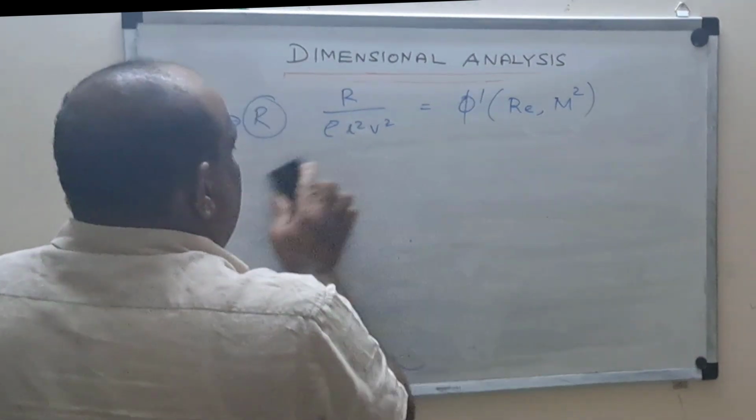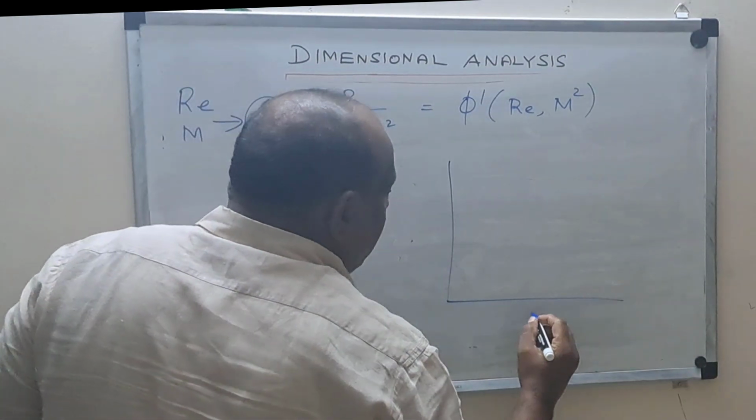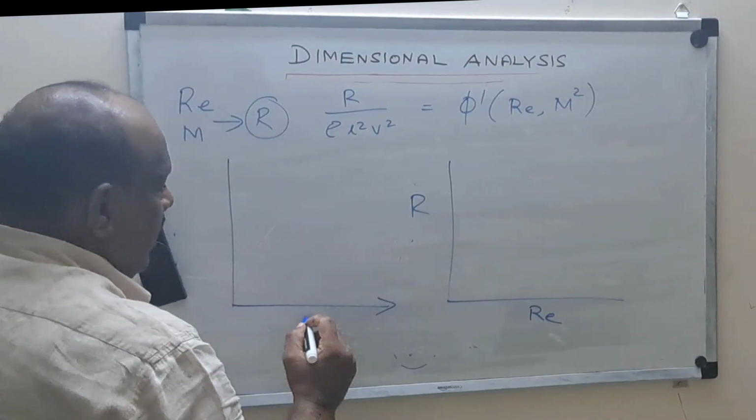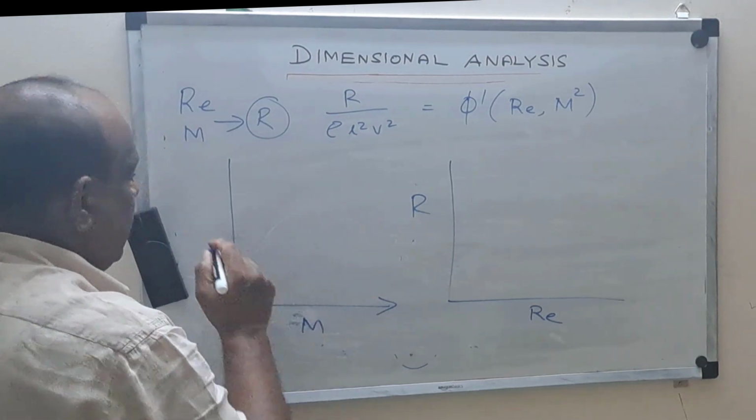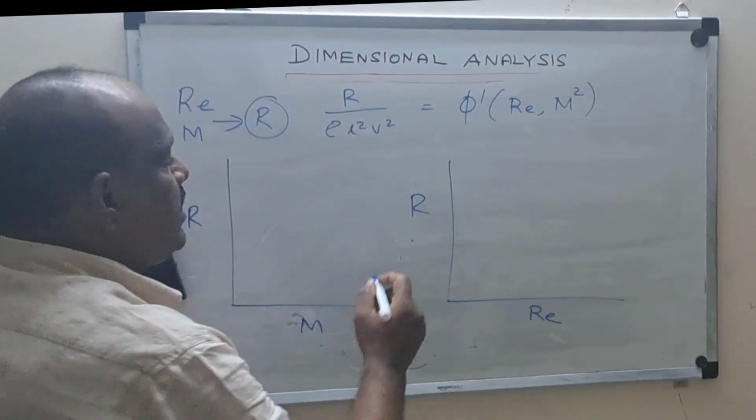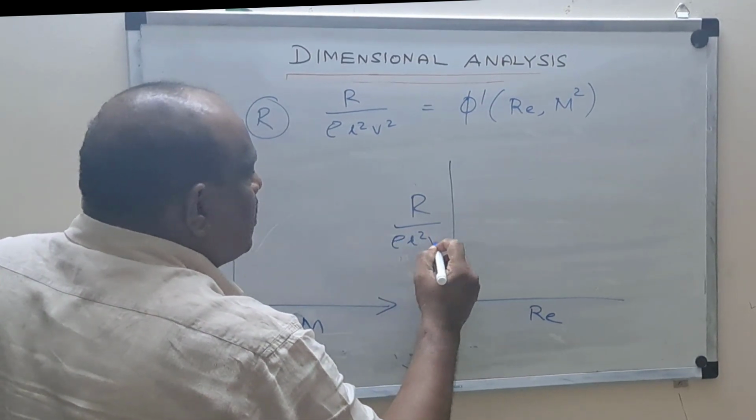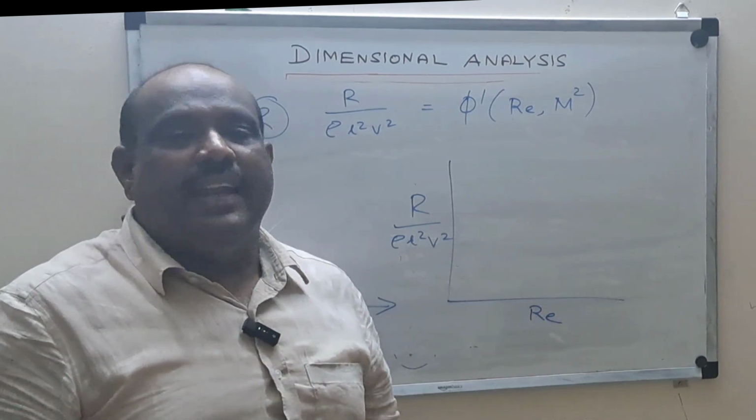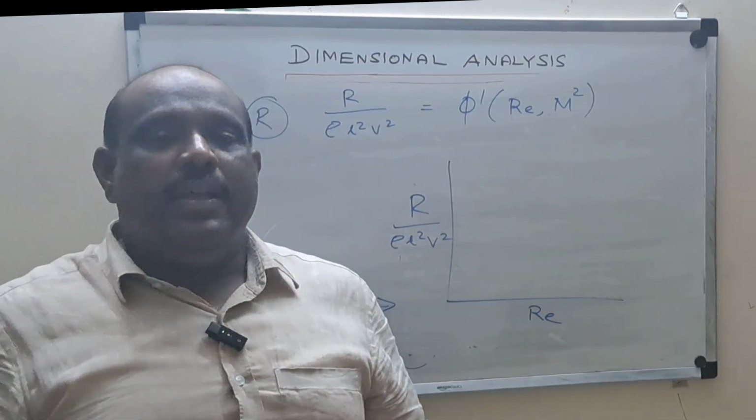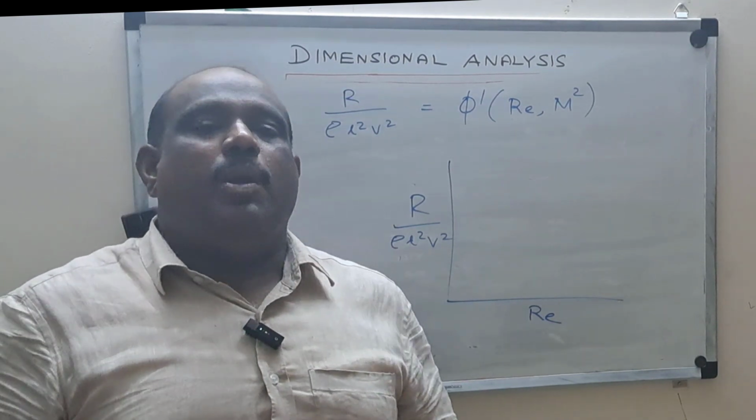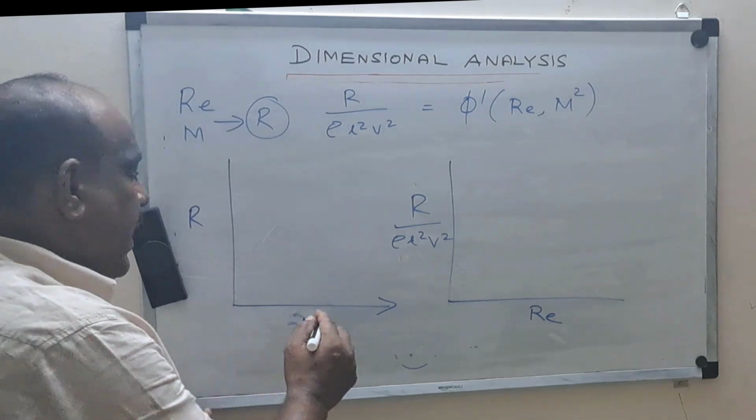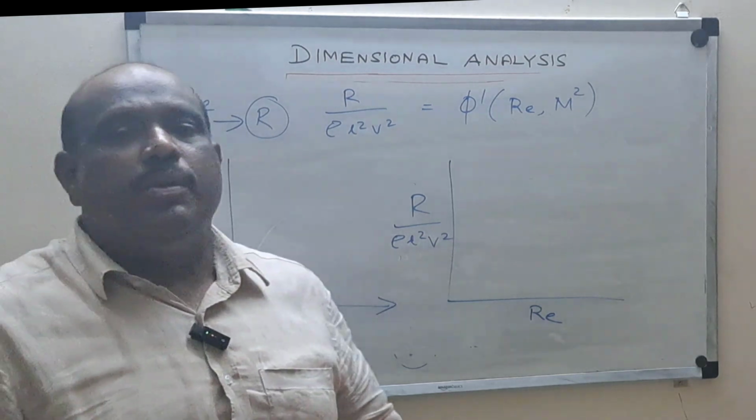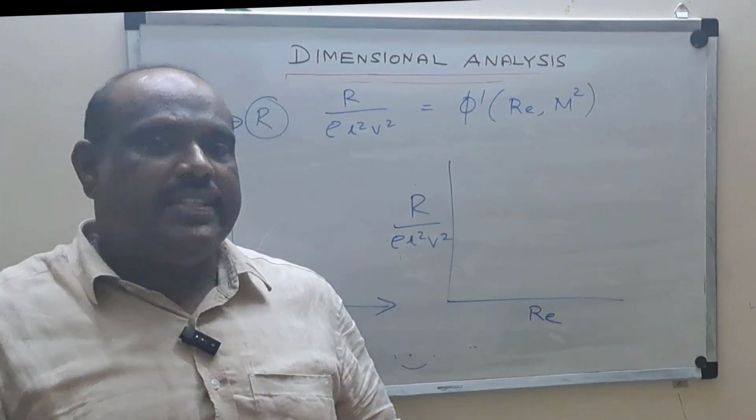It's enough to plot a graph between Reynolds number and resistance, and between Mach number and resistance. If you are not happy with the resistance, you can even plot R by rho L squared V squared, which is also non-dimensional. So this graph will tell me at what value of my Reynolds number my resistance will be lesser or optimal. Similarly, at what value of my Mach number squared my value of R by rho L squared V squared will be optimal. Optimal here means minimal.